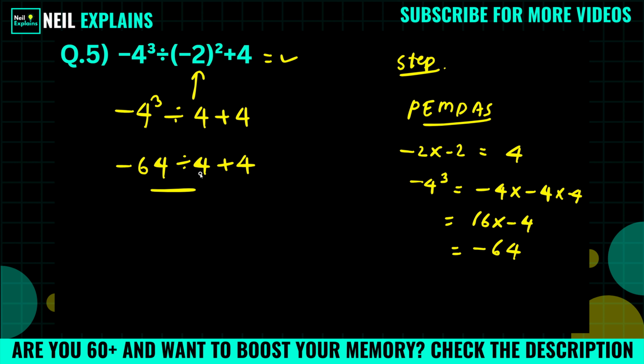When we divide 64 with 4, we will get 16, but in minus, plus 4. And when we add minus 16 and plus 4, we will get what? 16 minus 4, that is equal to 12, and minus 12. So here minus 12 is the right answer.